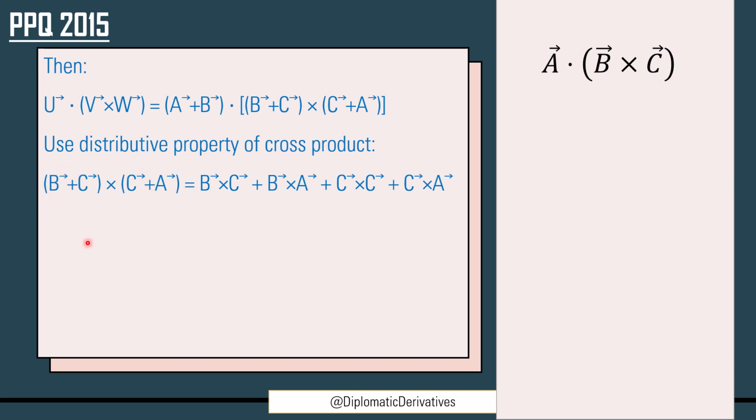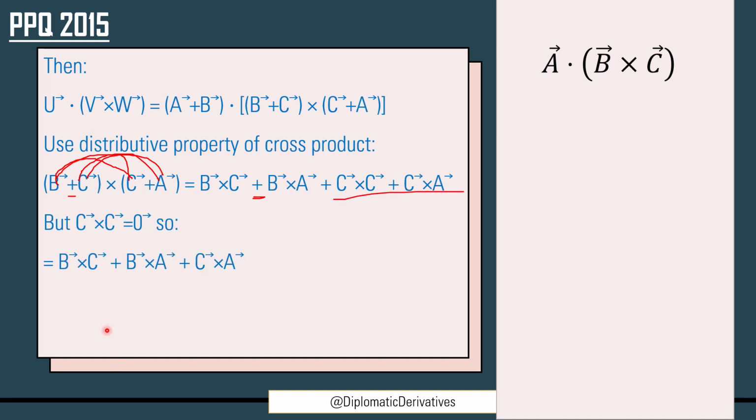B cross c, I'll just write it here. So first you will write b cross c and b cross a with plus in the middle because you have plus. Then you will have c cross c and c cross a, right? This is here. All right, that's what you get from the distributive property. But now if you look at this part, you have c cross c here. This c cross c is obviously going to be 0.